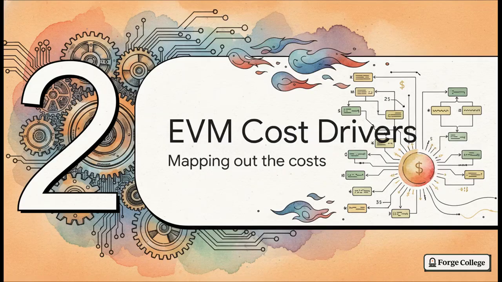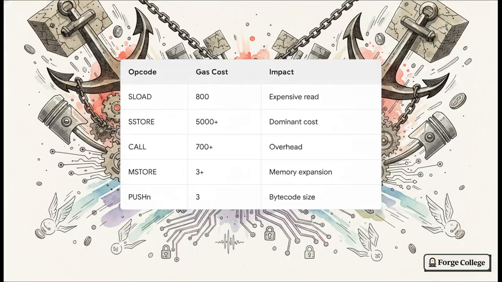Let's turn to section 2, EVM cost drivers. Time to map out those costs. Now, take a really good look at this component manifest because honestly, this is your ultimate cheat sheet for EVM mechanics. Notice the massive disparities here. Things like MSTORE and MLOAD, your basic memory operations, and push operations are incredibly cheap. We're talking down around just 3 gas.